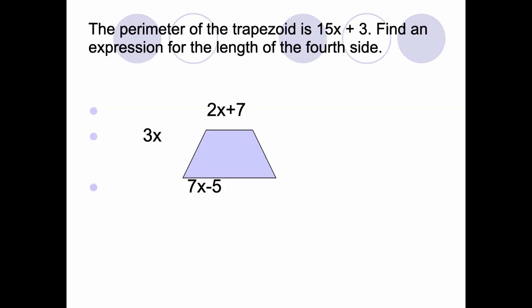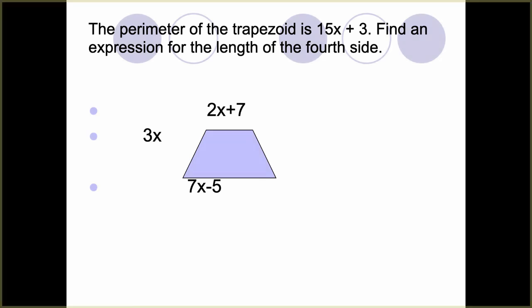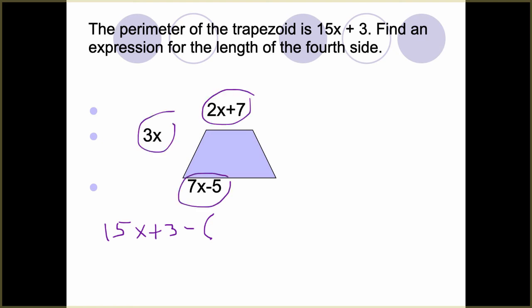All right, so we have the perimeter of a trapezoid is 15x plus 3. Find an expression for the length of the fourth side. Well, we know the entire perimeter is 15x plus 3. So the sides are going to add up to the total. So if we subtract off what we have here, we will get the missing side. So 15x plus 3 minus these other 3 all added together, and that will give us this question mark side that we don't know.